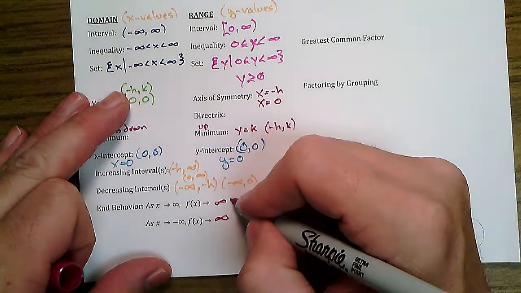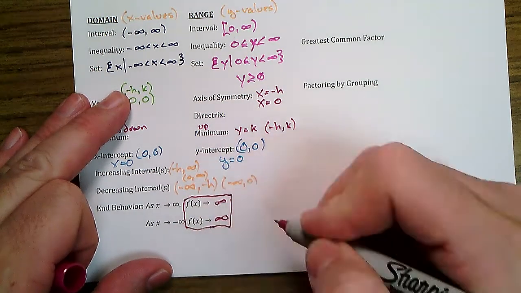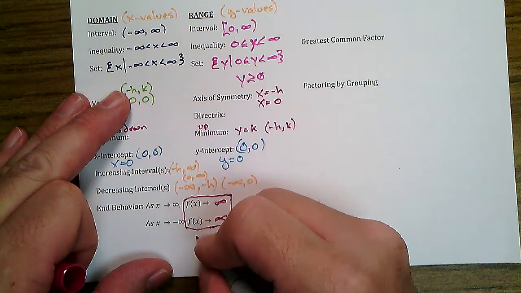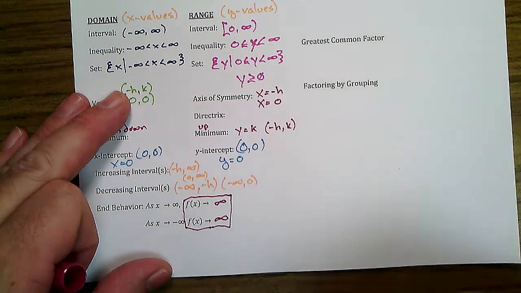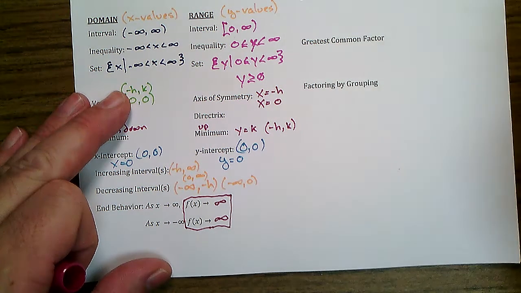And a key thing for quadratics: these two will always be the same. So if it's opening up, it'll be positive infinity. If it's opening down, it'll be negative infinity.